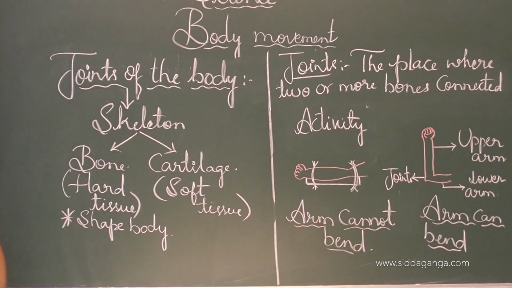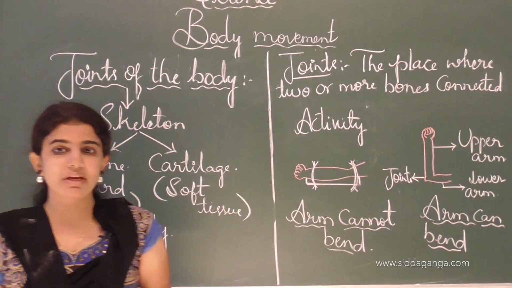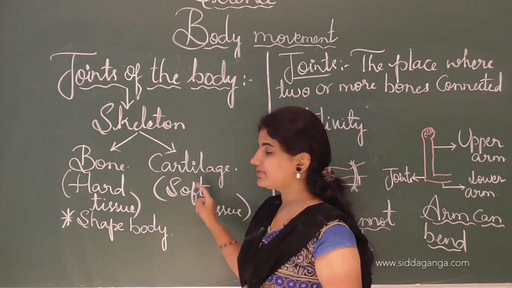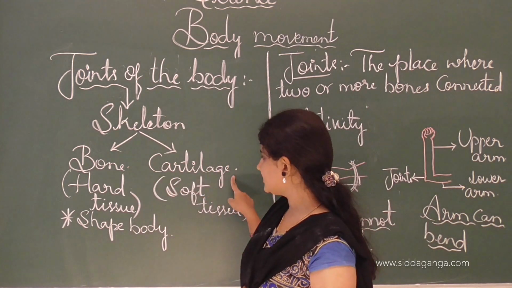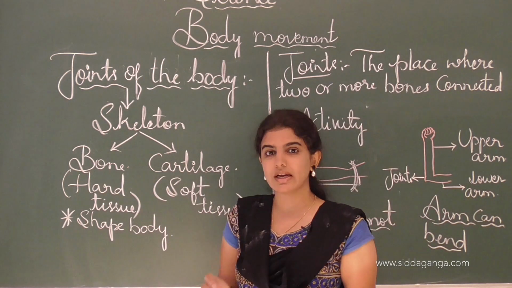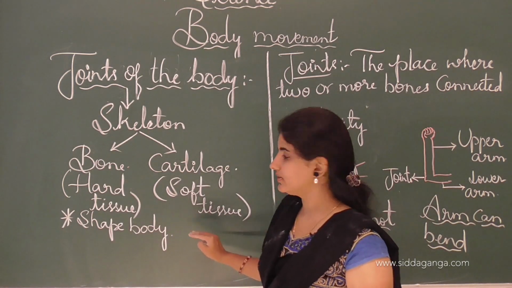See, once again I will tell you about joints of the body. The skeleton of our body is mainly made up of two main parts. One is the bone and another one is the cartilage. Bones are the hard tissue, whereas the cartilage is the soft tissue. Tissue is nothing but a group of cells, we call it a tissue. In short, the tissue is defined like this.